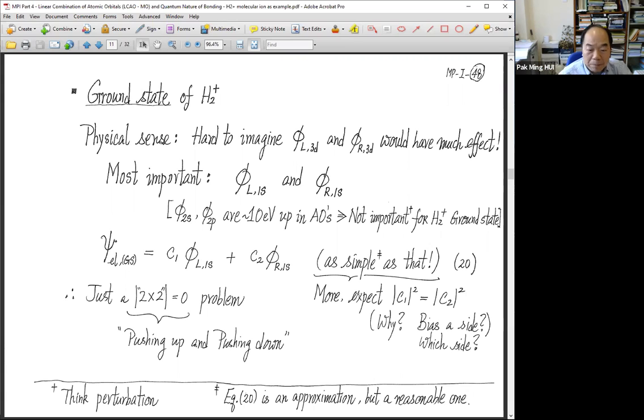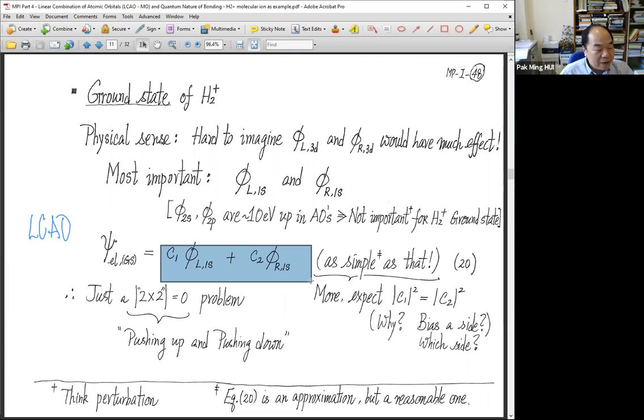Therefore, the simplest situation for H2 plus is to simply say, left atom, give me your 1s. Right atom, give me your 1s. Then I form a linear combination of the 1s. That is the simplest possible linear combination of atomic orbitals. So this is LCAO, the simplest version, the simplest possibility for this problem.